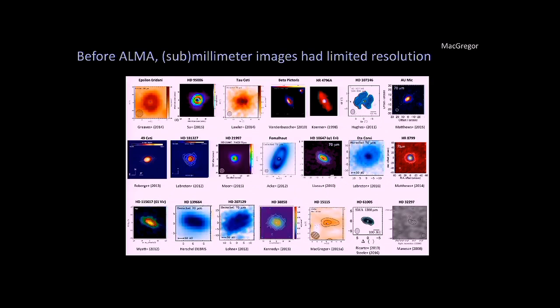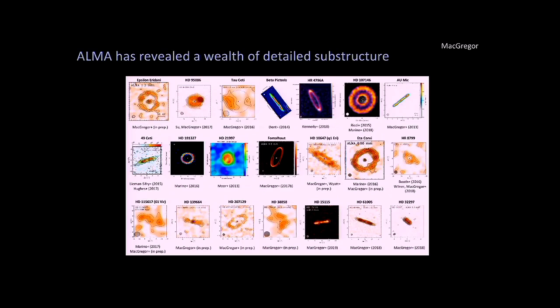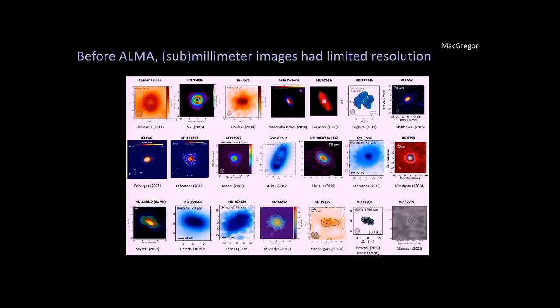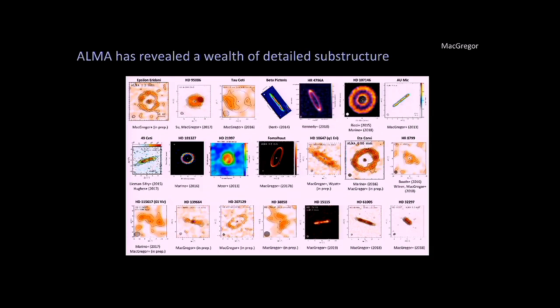And here are all the exact same disks now imaged with ALMA. If you flash back and forth between them, you can see things that just look like blobby structures are now resolved as multiple rings. We see gaps, we see eccentricities, we see asymmetries in these systems. And so ALMA has really opened an entirely new window on understanding planet formation in this high-resolution detail.